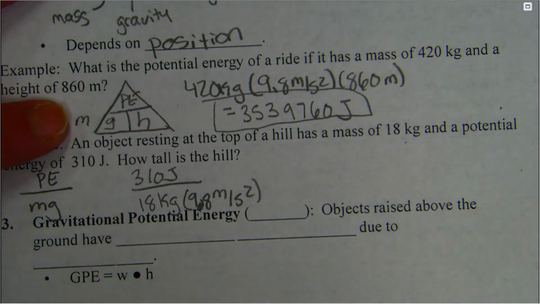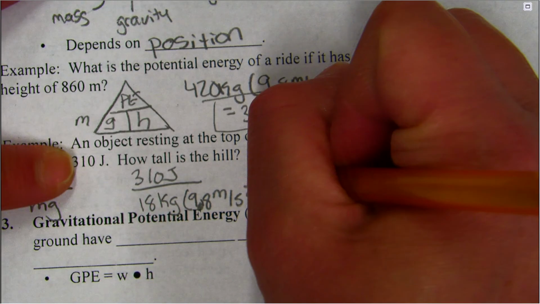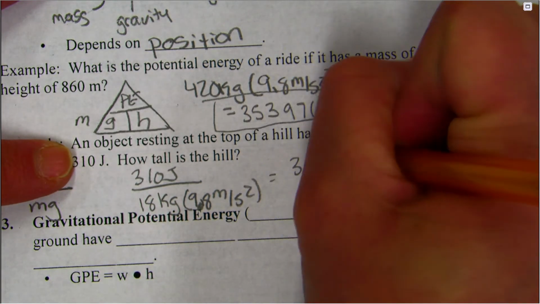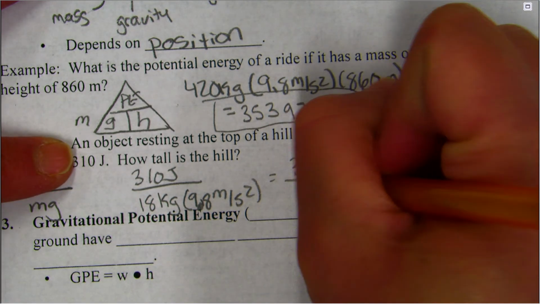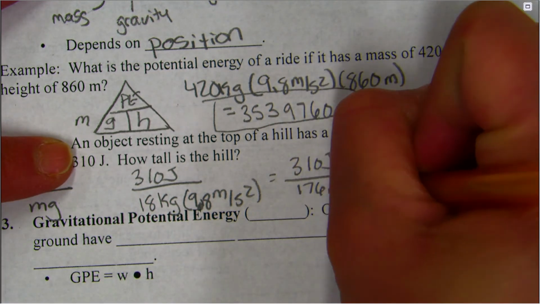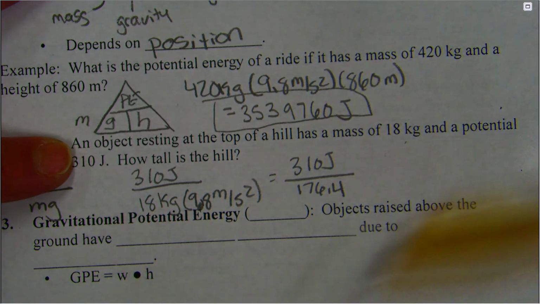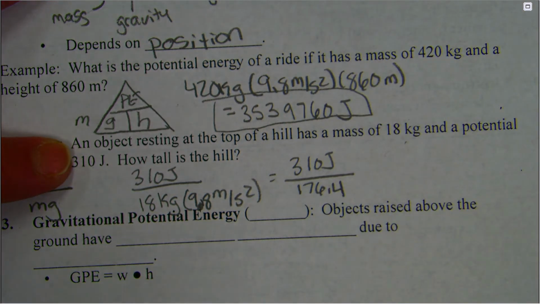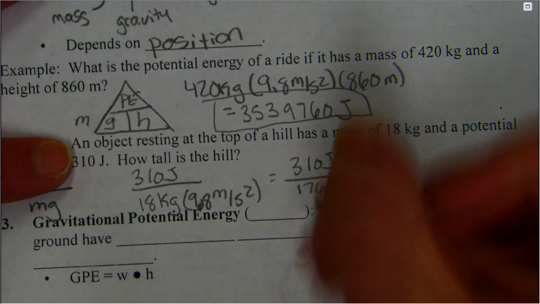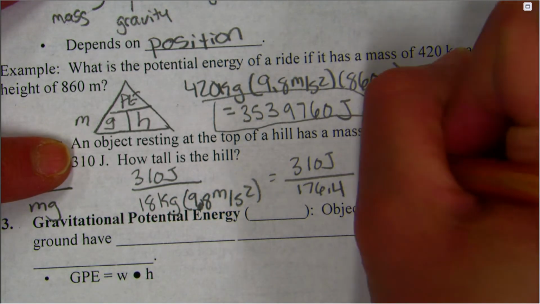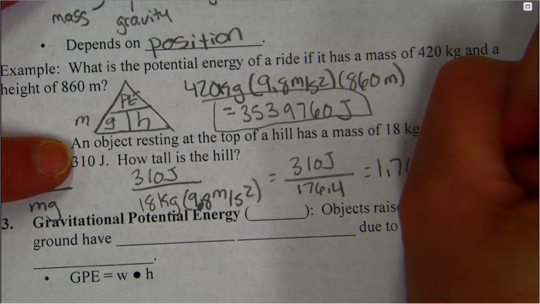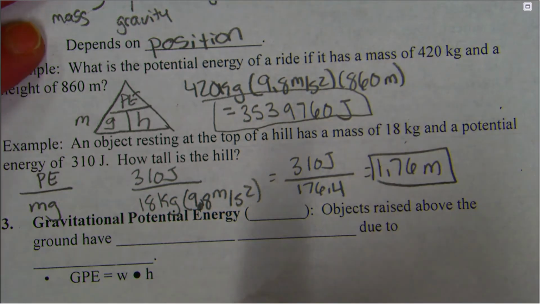So 18 times 9.8 is 176.4. All right. And 310 divided by that value is going to give us a value of 1.76 meters. Our height is in meters.